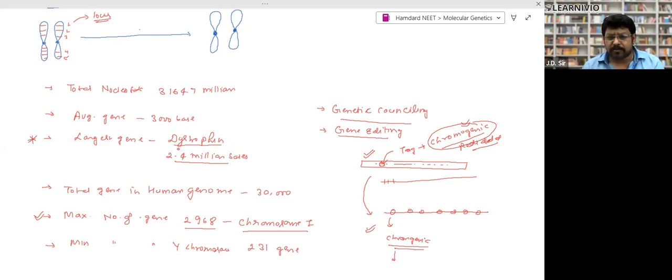Can anybody tell me what the dystrophin protein is? Where is it from? Can I repeat the question? Iram, what is the function of dystrophin? Basically, dystrophin is responsible for the muscular functionality of our muscles, right? So the largest gene is dystrophin, and it has 2.4 million bases, right?